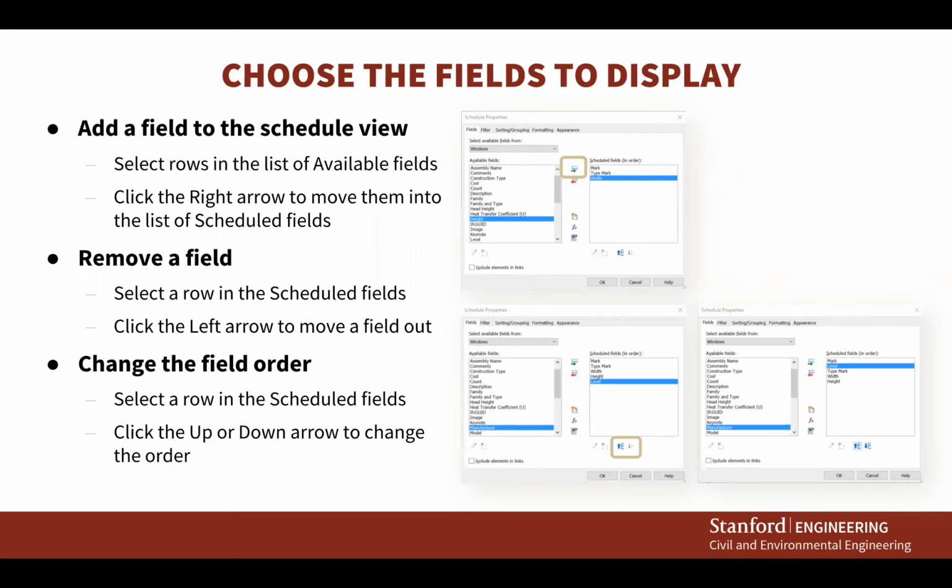Once it's over on the right-hand side, you can change the field order. You could move the schedule fields up or down in the list if you'd like them to appear in a different order in the list. There are some buttons down underneath the Scheduled Fields pane of that window that let you change the order. You can also remove a field if you'd like to. If you don't want one of the fields to appear in the schedule, just select it over on the right-hand side in the Scheduled Fields section and click that red left arrow to move it out.